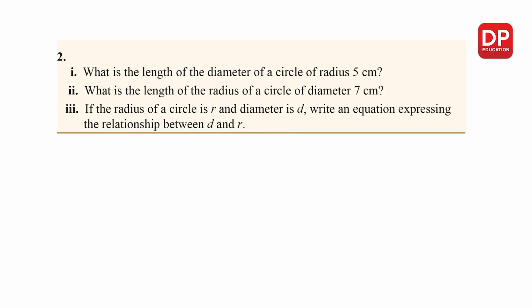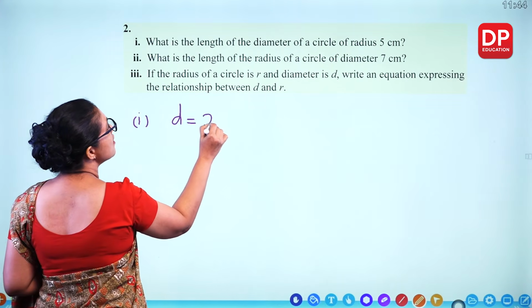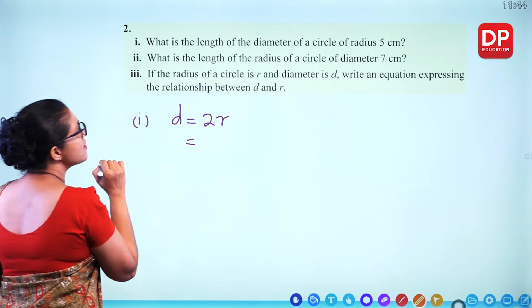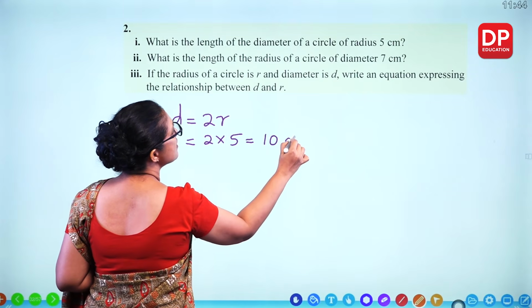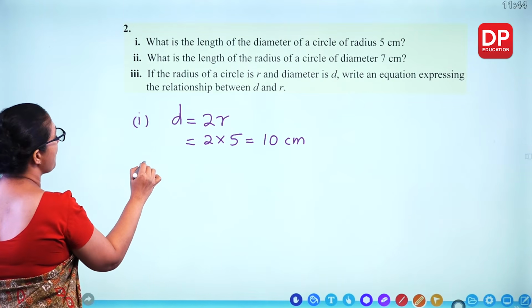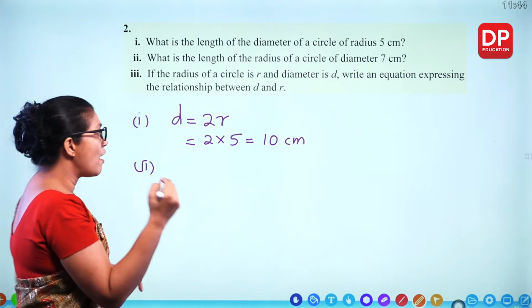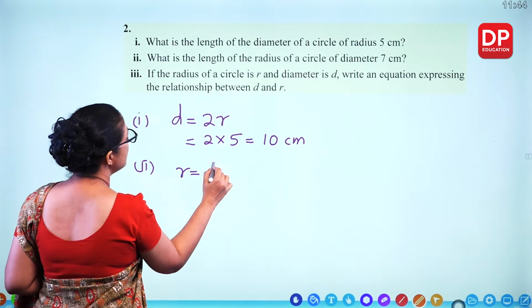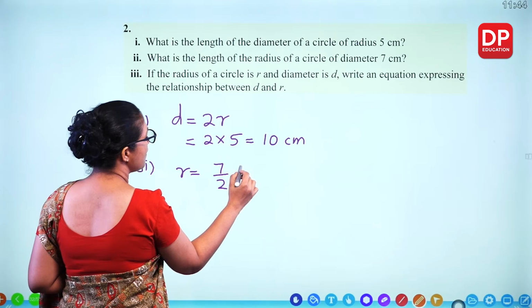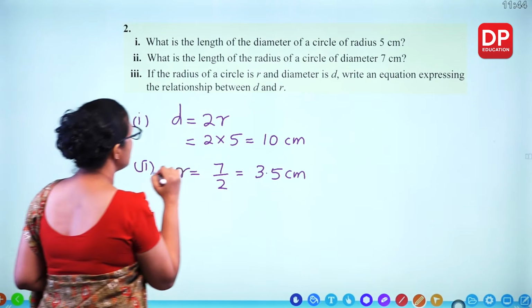Question number 2. What is the length of the diameter of a circle of radius 5? So we know D equals 2r. Twice the radius, 2 times 5. So you get 10 centimeters. What is the length of the radius of a circle of diameter 7? Other way around. So radius is divide by 2. Diameter divide by 2. So you can write 7 over 2 or as a decimal 3.5 centimeters.